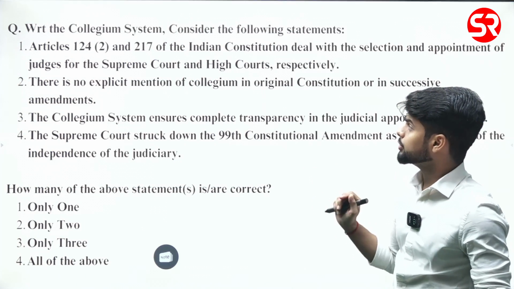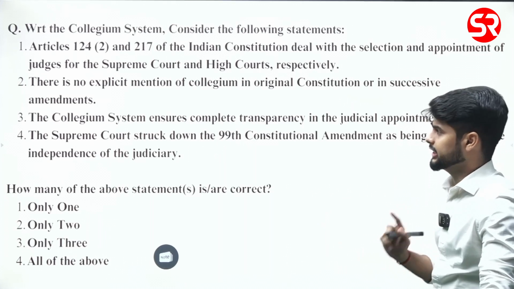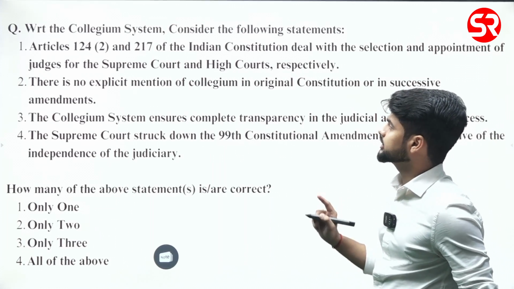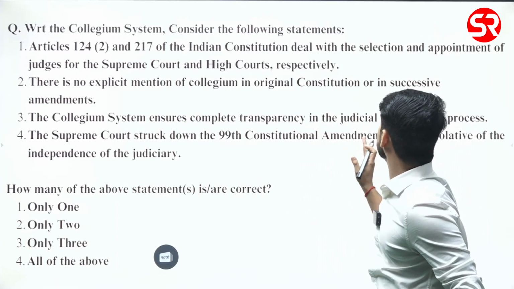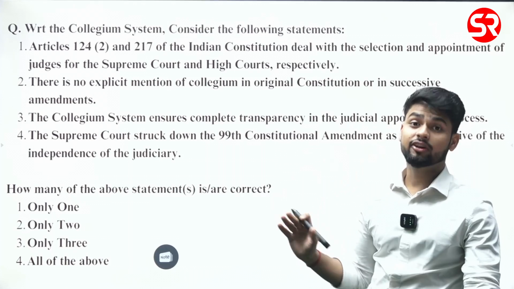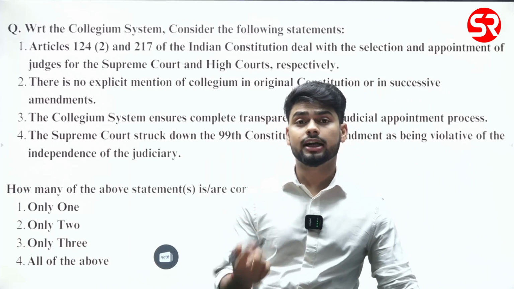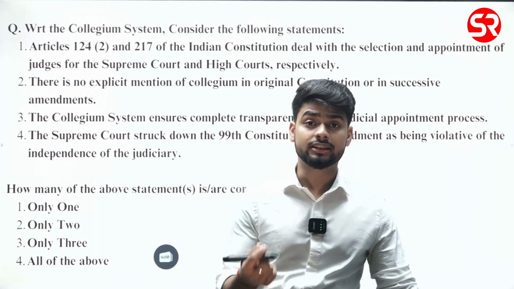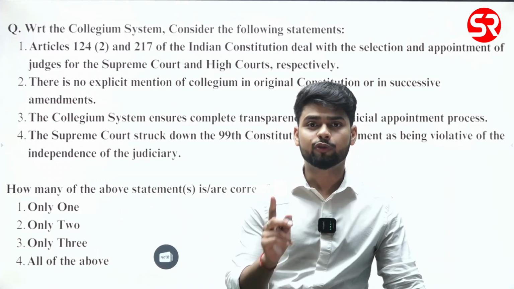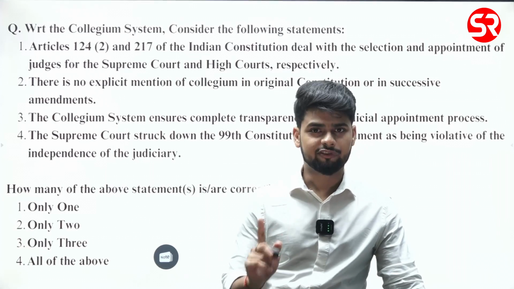Now, next question, with respect to the Collegium system, consider the following statements. Number 1, Article 124 Clause 2 and 217 of the Indian Constitution deal with the selection and appointment of judges for the Supreme Court and High Court respectively. Very long statements, but it is important. Why? Because in the exam also many a time you will see very long statements. Why? To confuse you. But if your concepts are clear, if you are sharp enough, you will not be afraid.